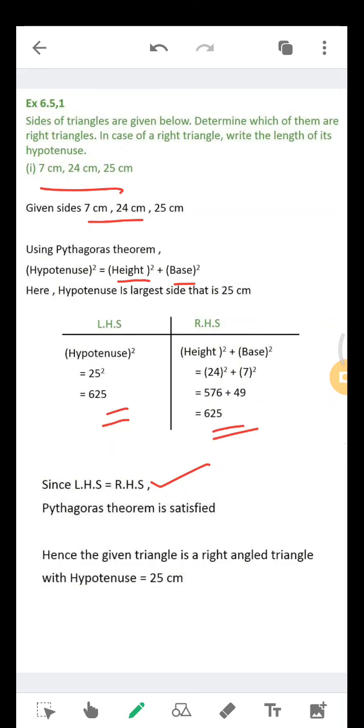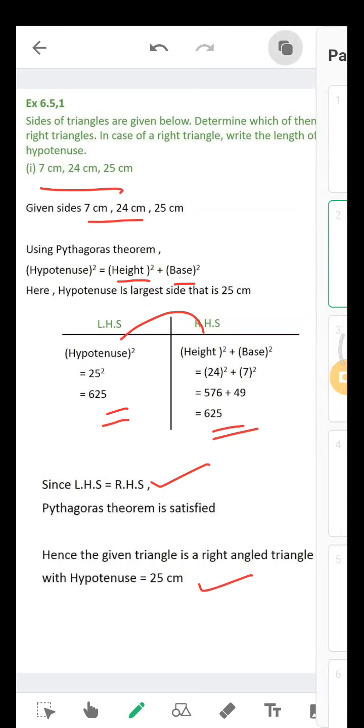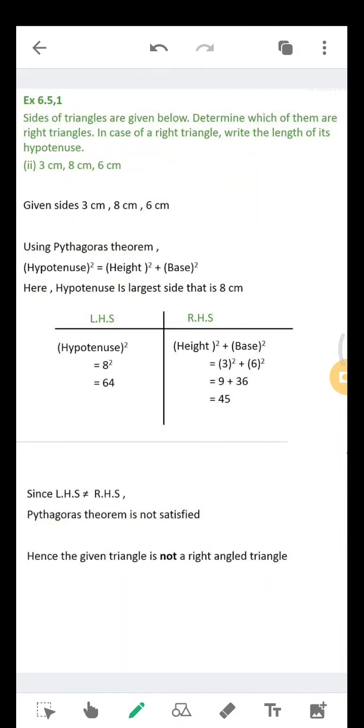So Pythagoras theorem is satisfied because hypotenuse square is equal to base square plus height square. Okay, or you can say opposite by adjacent also, that you will learn in trigonometry. So which is the longest side in this? 25 centimeters. So that is the hypotenuse. So the same thing you have to do in all the 3 bits.